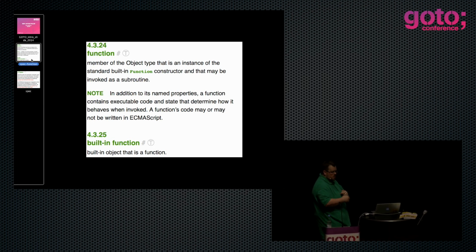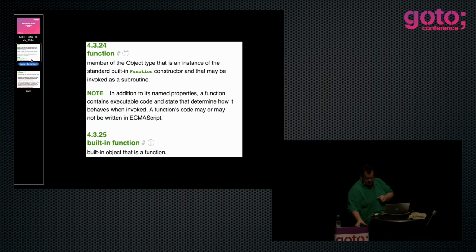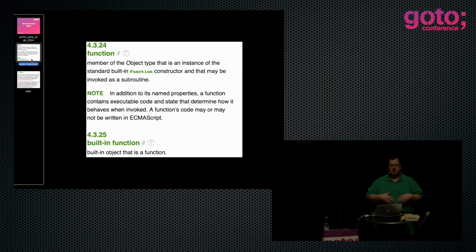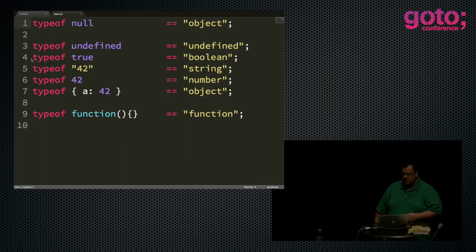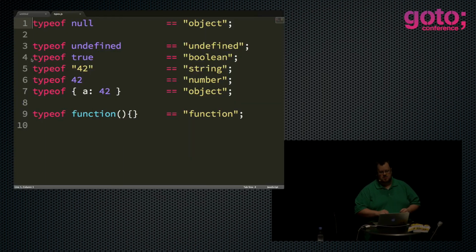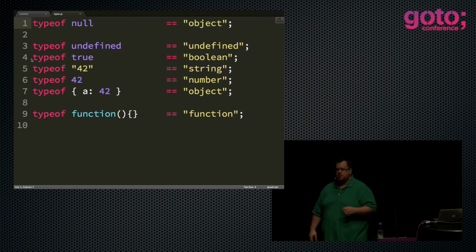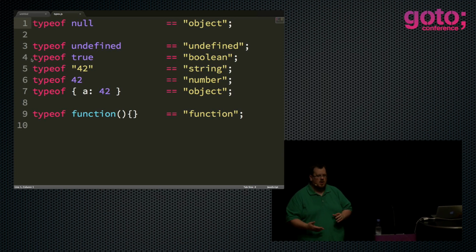I'm sure you've heard that before. But as a subtype of objects, it's probably more appropriate to think about functions as callable objects. They are objects that have this special capability that they can be called. But again, from the ergonomics of the language, we see that typeof function returns the string "function". So we reason about functions very differently than we do about general objects.